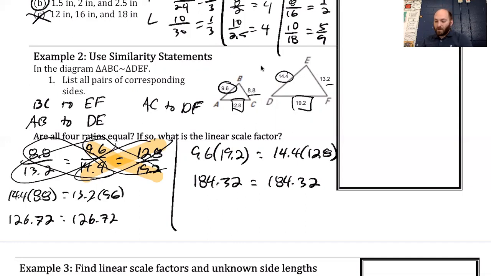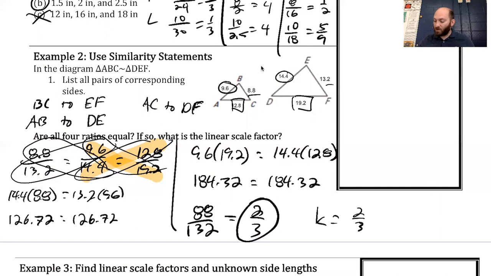All right, so now as for the scale factor, that's where things get a little bit tricky. I would want to simplify one of my ratios here. I'm going to pick the small one, this one. One thing I can do with decimals is move the decimal place over in both cases. So I can rewrite that as 88 over 132. Now, when I reduce it, I get 2/3. There's my K value, 2/3.